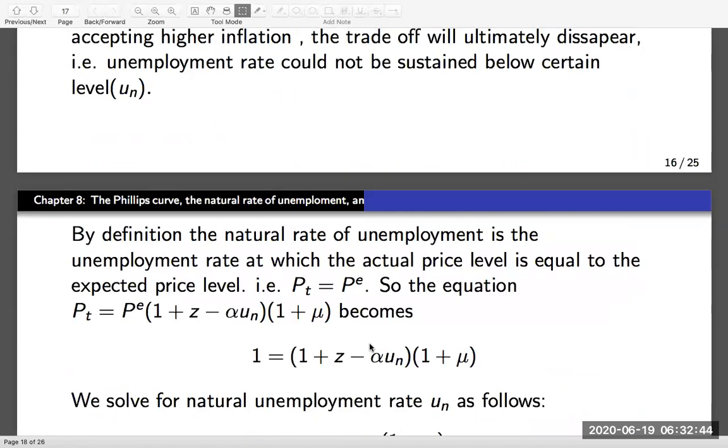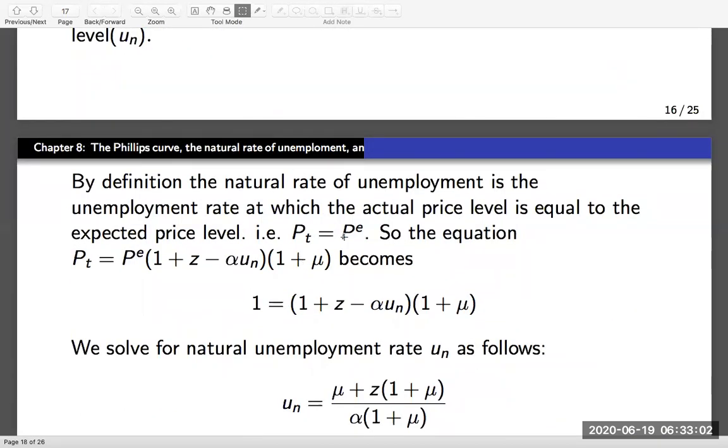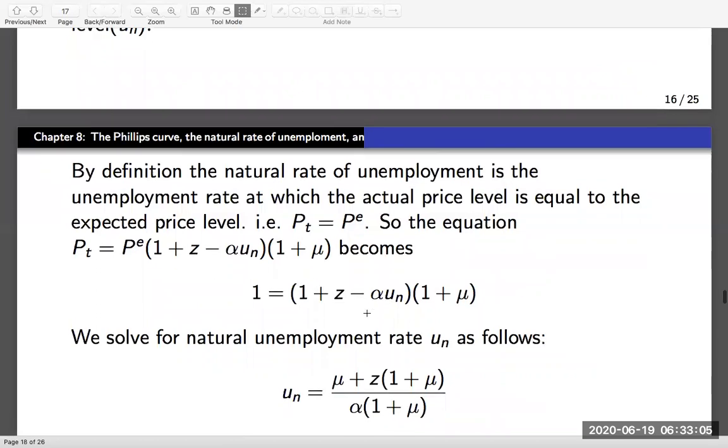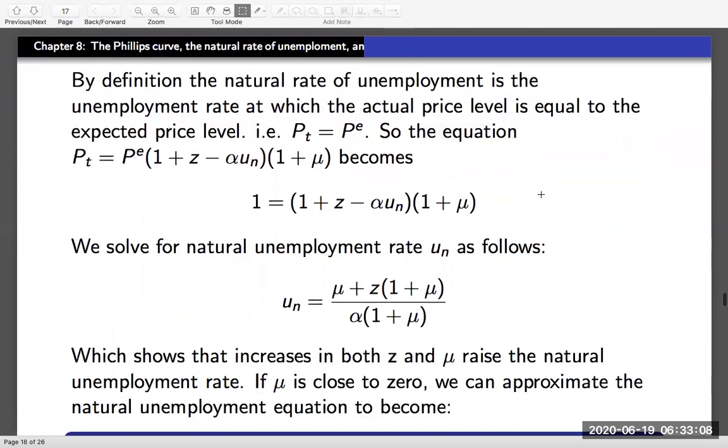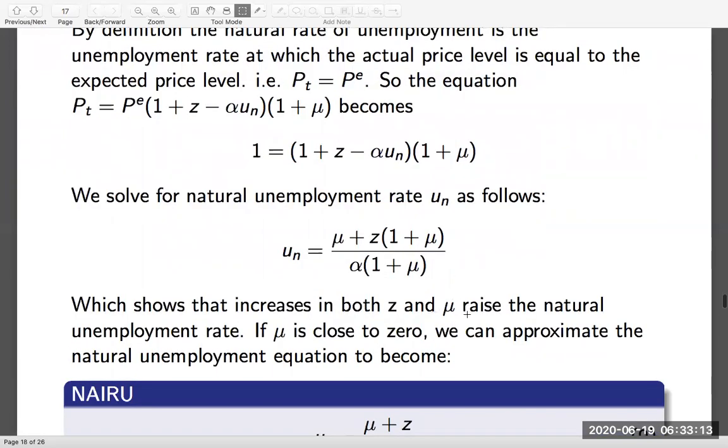And that is what the natural rate of unemployment is. By definition, the natural rate of unemployment is the unemployment rate at which the actual price level is equal to the expected price level. It means you cannot now use policy, like trying to manage inflation, to influence the rate of unemployment. That's unemployment which persists. So if you set P equal to PE in our equation, you can write it in that way, and we solve for the natural rate of unemployment to get this, which shows that an increase in both the catch-all variable and the markup raises the natural rate of unemployment. Of course, firms can collude and influence the natural rate of unemployment.